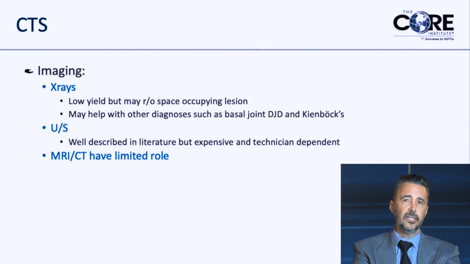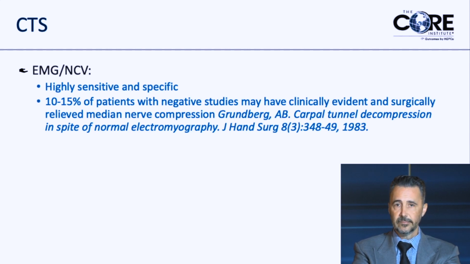X-rays generally don't show too much. We do them because sometimes there can be other issues causing space-occupying lesions or problems within the carpal tunnel, but oftentimes X-rays are pretty normal. Ultrasound can show some decreased space in the carpal tunnel. There have been some good articles that look at that, and that very well can help make the diagnosis. MRI and CT scans have a limited role. Quite frankly, this diagnosis is really made by physical exam and by history.